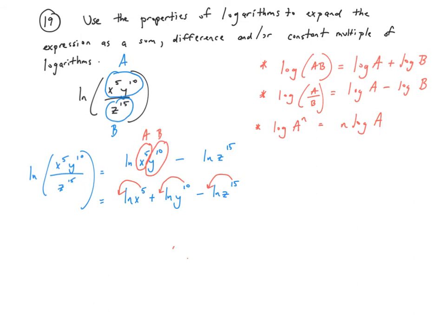Now we can use our slide rule. So we get our final answer. 5 times the ln of x plus 10 times the ln of y minus 15 times the ln of z.